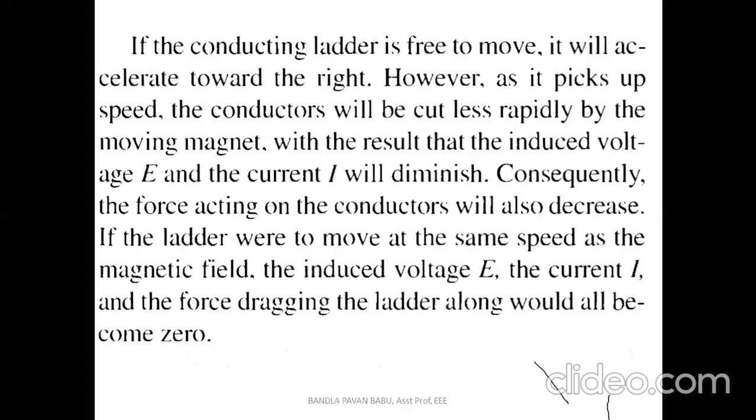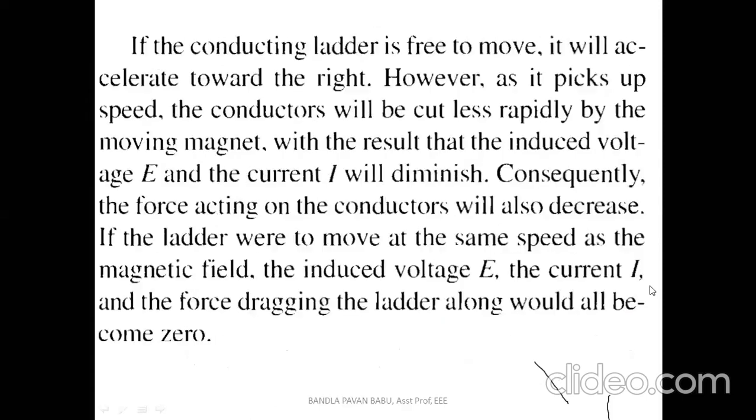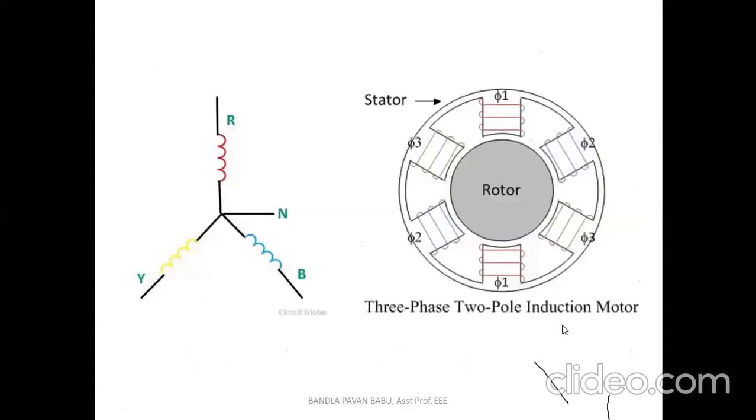So look at the continuation of this. If the conducting ladder is free to move, earlier what we discussed was that this ladder is kept stable and the magnet is moving. Suppose we are moving this ladder also. Coming to the practical experience, suppose a rotating magnetic field is developed here. Soon after the rotor starts producing the flux, it also develops a rotating magnetic field, so it tries to follow the path of the stator magnetic field.